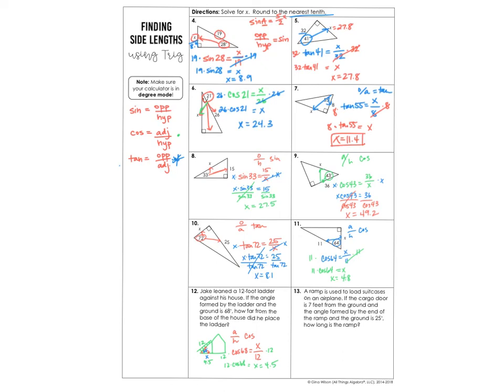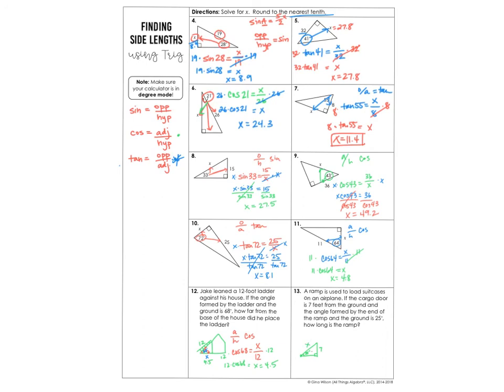All right, a ramp is used to load suitcases on an airplane. I'm not going to draw an airplane for you, but here's our ramp. I'm just going to make a triangle. This makes a right angle. If the cargo door is 7 feet from the ground, so that means it's 7 feet tall, and the angle formed by the end of the ramp and the ground, so this angle here is 25 degrees. How long is the ramp? Now this is the ramp, so that's x. So we're looking for our hypotenuse.